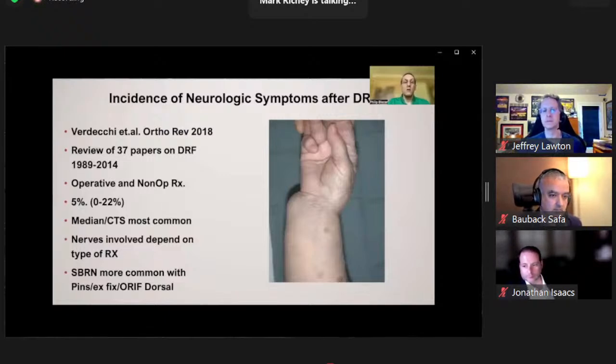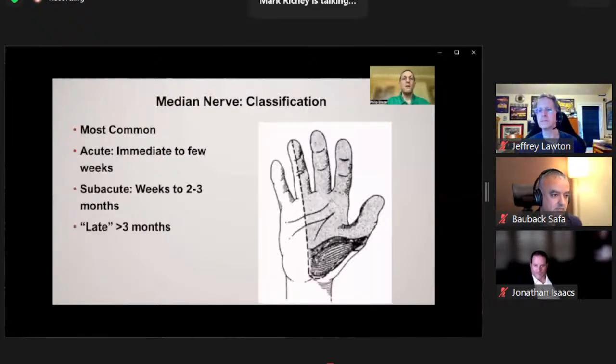The other things that come out of this review include that which particular nerves were involved depended on the type of treatment, operative or non-operative, and in fact the type of surgery. For example, the superficial branch of the radial nerve was seen not infrequently with the placement of pins or external fixators and certain ORIF through a dorsal approach, but was almost never seen with volar locked plate placement.